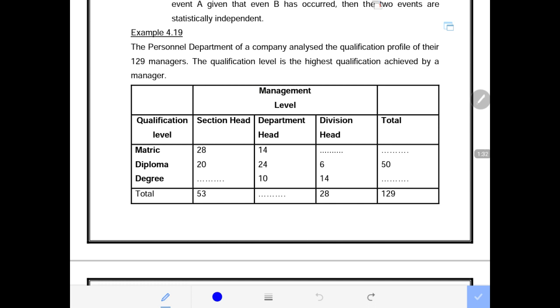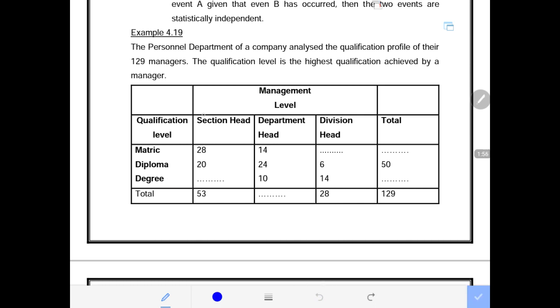The qualification level is the highest qualification achieved by a manager. And we can see on the table that we have the qualification level where the manager can have metric. Very surprisingly, we can have managers who only have metric. And either the manager has a diploma or a manager has a degree.